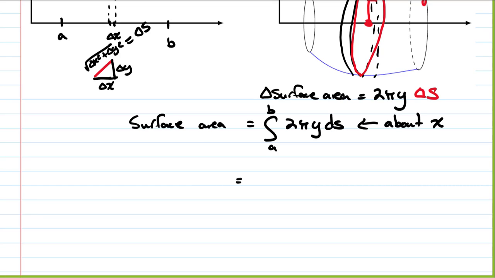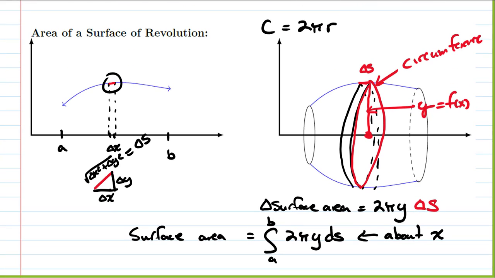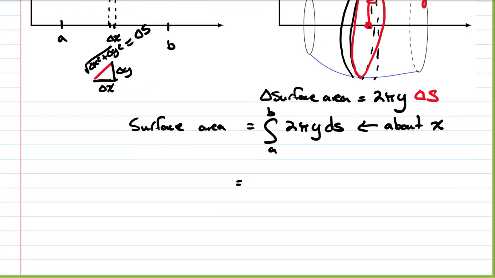How would our formula change if we were rotating about the y-axis? Well, we'd have the same thing, but everything would just be rotated, right? So instead of being the perpendicular distance from the x-axis to y, it would be the perpendicular distance from the y-axis to the curve out here. So what coordinate would that be? x, right? So we get an equivalent definition, which is the integral from some other values, c and d, of 2 pi x ds, and this is about the y-axis.